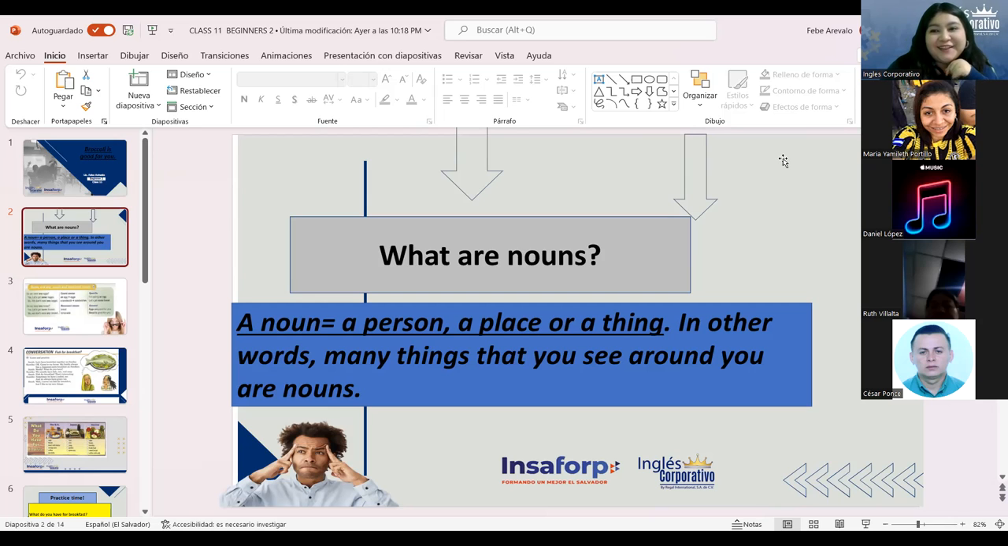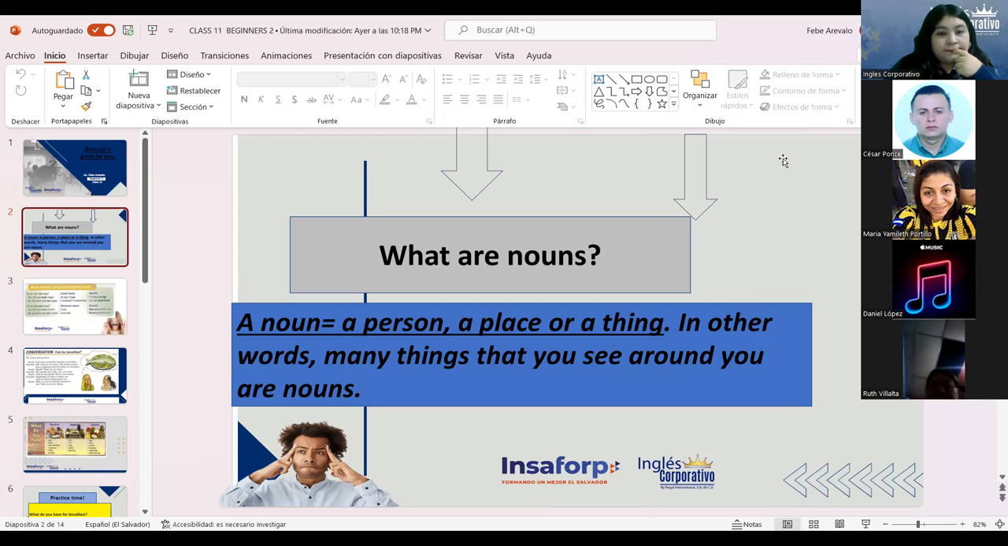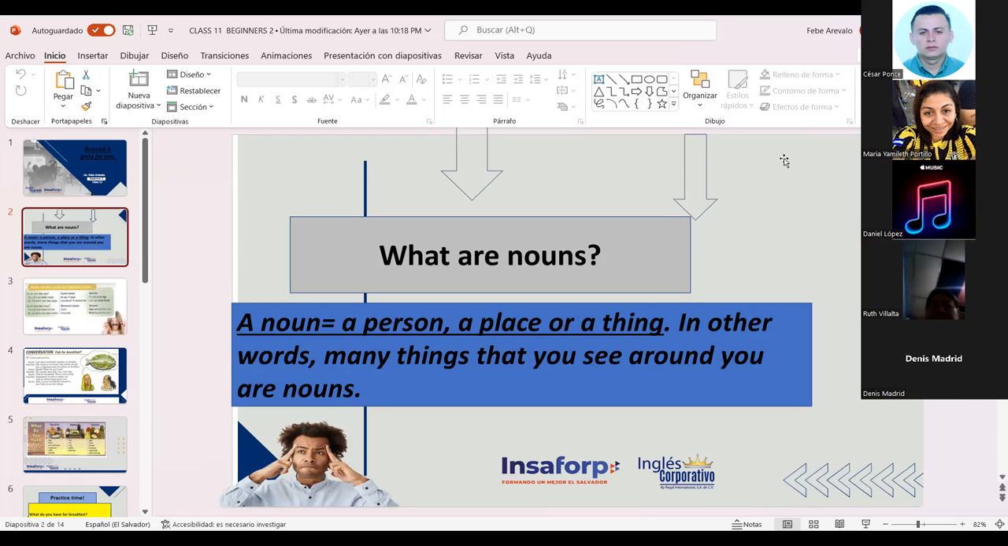Great, excellent, thank you. Can I hear Cesar Ponce, please? Can you read the information again? Okay, a noun, many things that you see around you are nouns. Equal a person, a place, or a thing. Very good, excellent. You take it from another side. Very good. Let me hear you, Dennis Madrid, please. What are nouns?